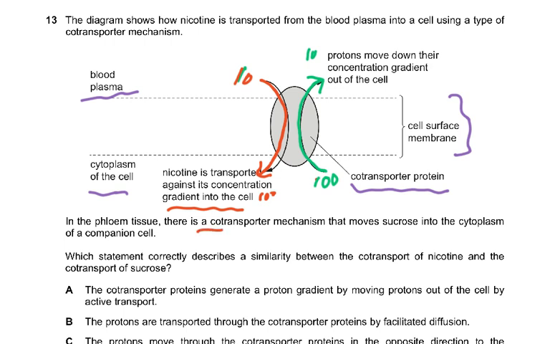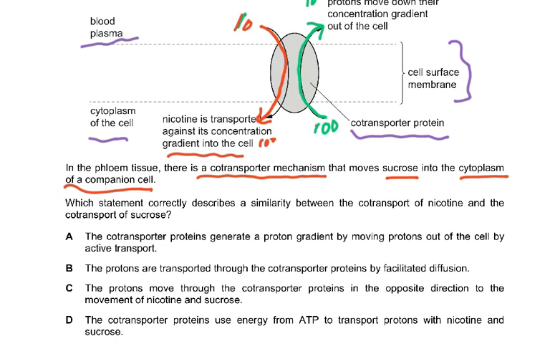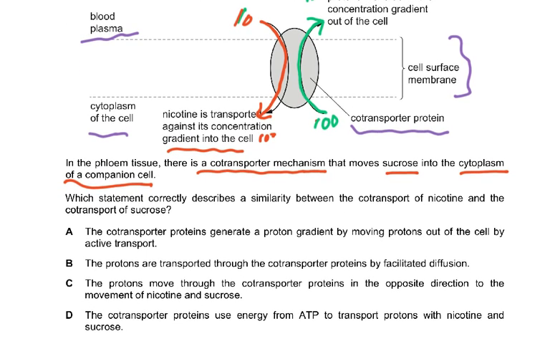In the phloem tissue, there is a co-transporter mechanism that moves sucrose into the cytoplasm of a companion cell. Now they're comparing it with that. Which statement correctly describes a similarity between the co-transport of nicotine and the co-transport of sucrose? So you need to revise that. Hydrogen ions pumped out, hydrogen ions flow back, and they bring along with them sucrose.